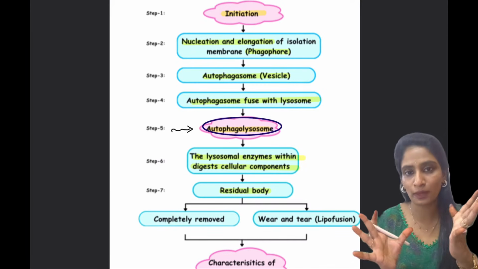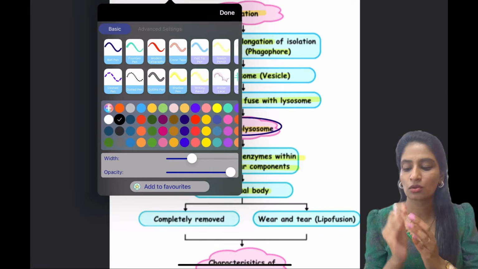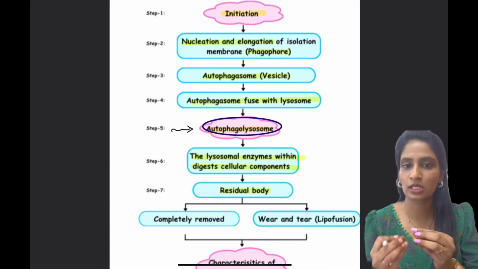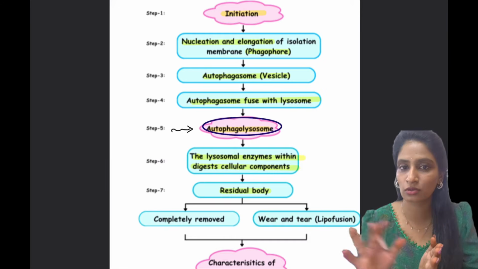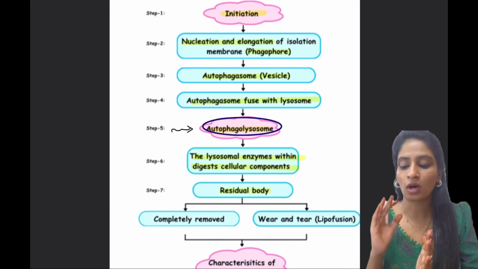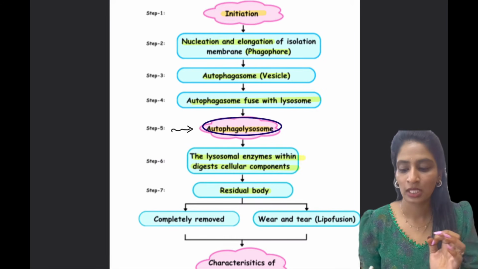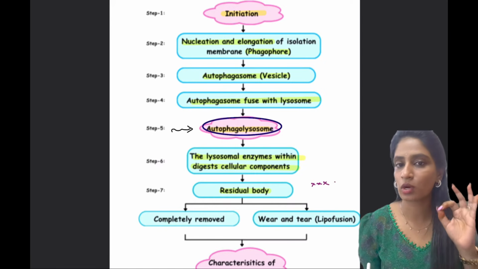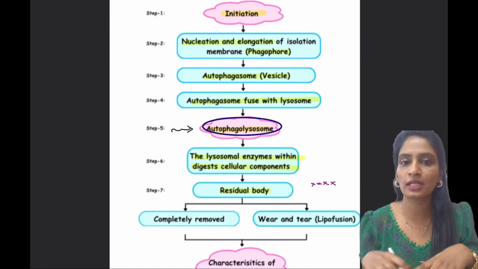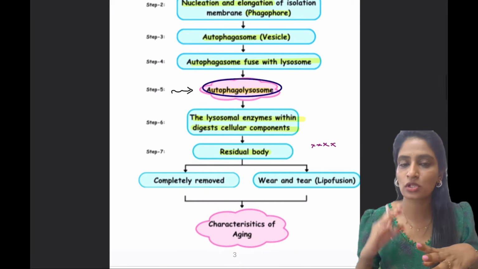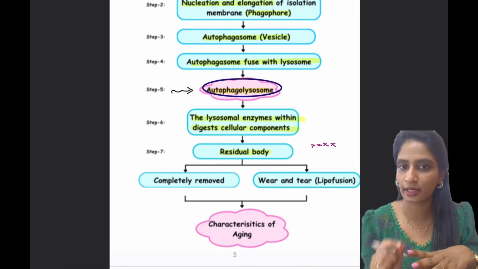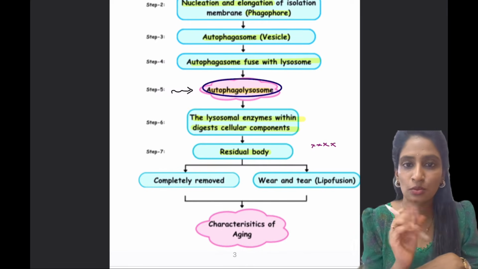The cell has a cytoplasm and a nucleus, right? So this autophagolysosome will activate and break down all the cellular components. Within the nucleus you have mitochondria and everything, right? So all these things will be broken down. Then it will leave a residual body. What is a residual body? Once you clean the whole area, it will either be totally clean or there will be some small elements left, right? Those are called a residual body.